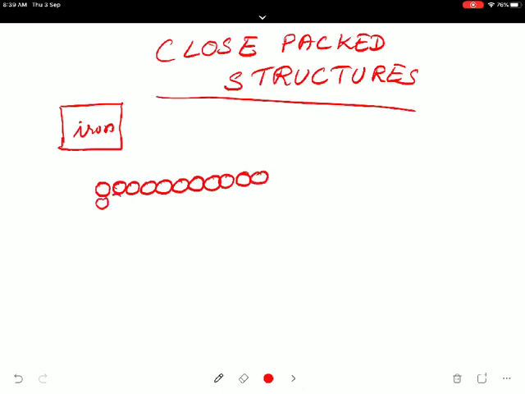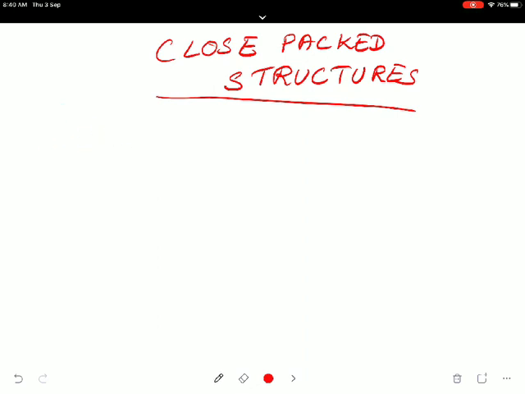Now, I am making the second row. Are they packed in this way? Or if this is one layer, the other layer atoms are packed above this layer. Let's see how the packing goes. For that, we have to see first close packing in one dimension. So I am going to the first topic, that is close packing in one dimension.